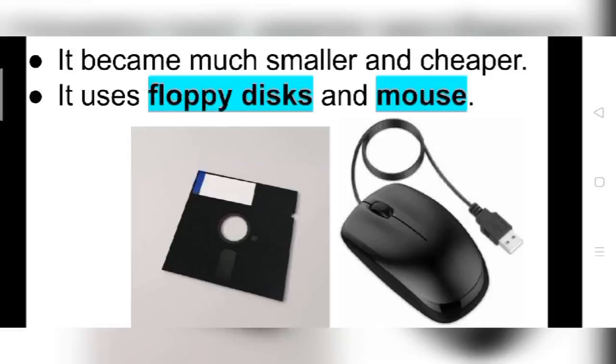Floppy disks and mouse are used in fourth generation computers. The left side image is of a floppy disk and the right one is of a mouse. These two things are used in fourth generation computers to work. Next, graphical user interface, GUI, is used in fourth generation computers. Now you all must be thinking, what is GUI? Let me explain it to you. GUI is a computer program that enables a person to communicate with a computer by using symbols, menus and icons.